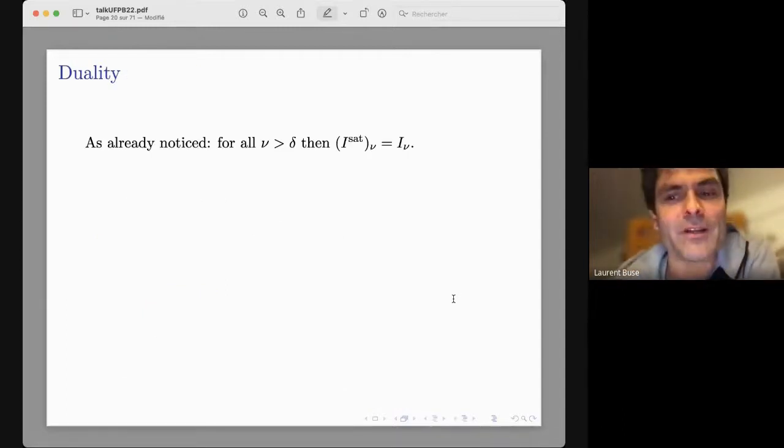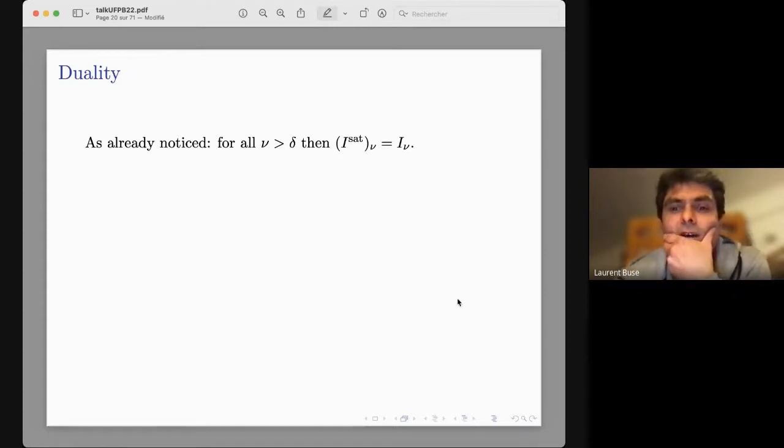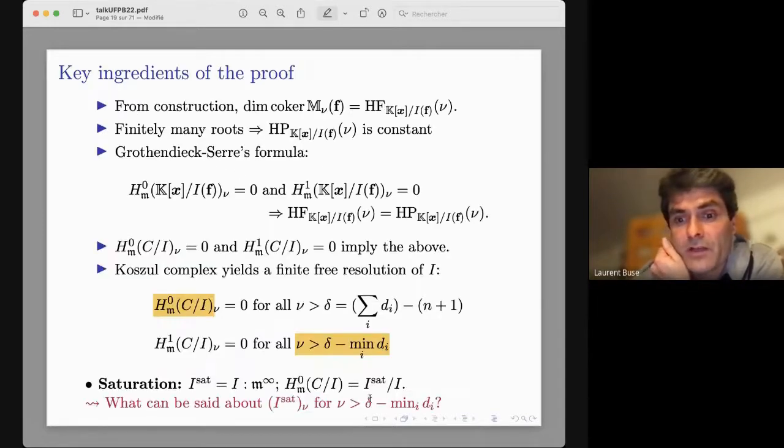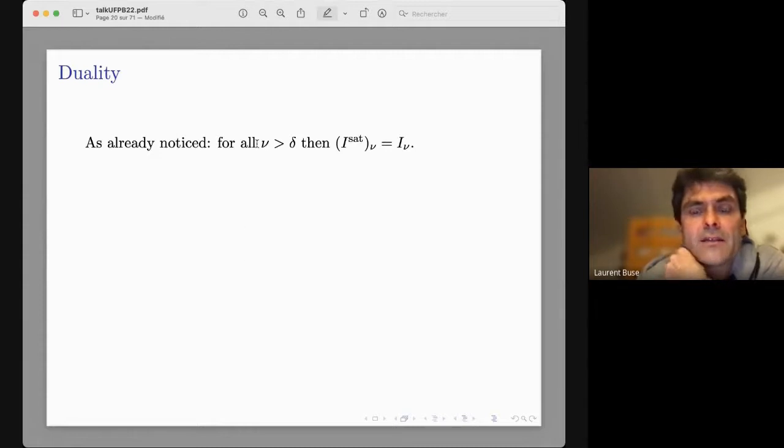So what is the duality in this case? The goal of the duality here is to control I^sat with respect to I. As we already noticed in the theorem, you see here that H0m of C mod I is I^sat mod I. So when nu is greater than delta, this is equal to 0. Which means exactly that for all nu bigger than delta, I^sat in degree nu is I. So you know exactly what is in I^sat.